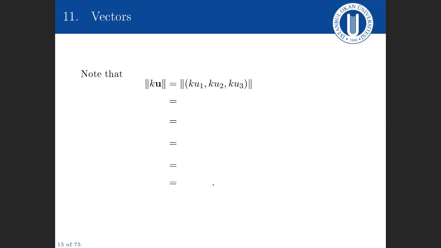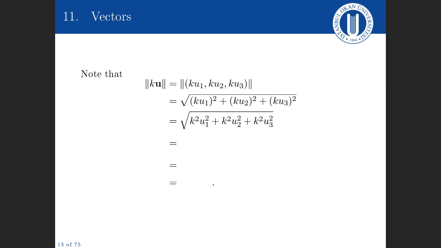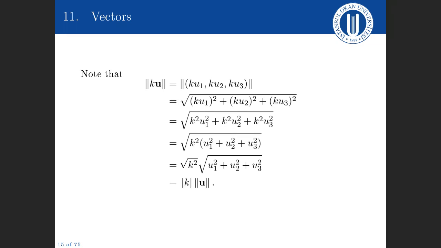Now, what is the norm of ku? Well, we have our formula. That's the square root of (ku1) squared plus (ku2) squared plus (ku3) squared. We can factor out the k squared, and then we can break this square root into two square roots: the square root of k squared multiplied by the square root of u1 squared plus u2 squared plus u3 squared. But the square root of k squared is the absolute value of k.